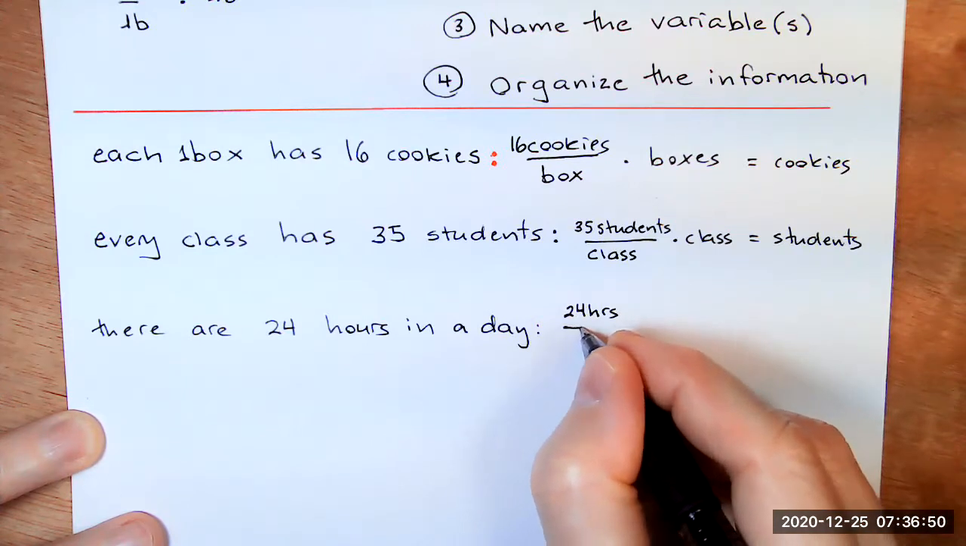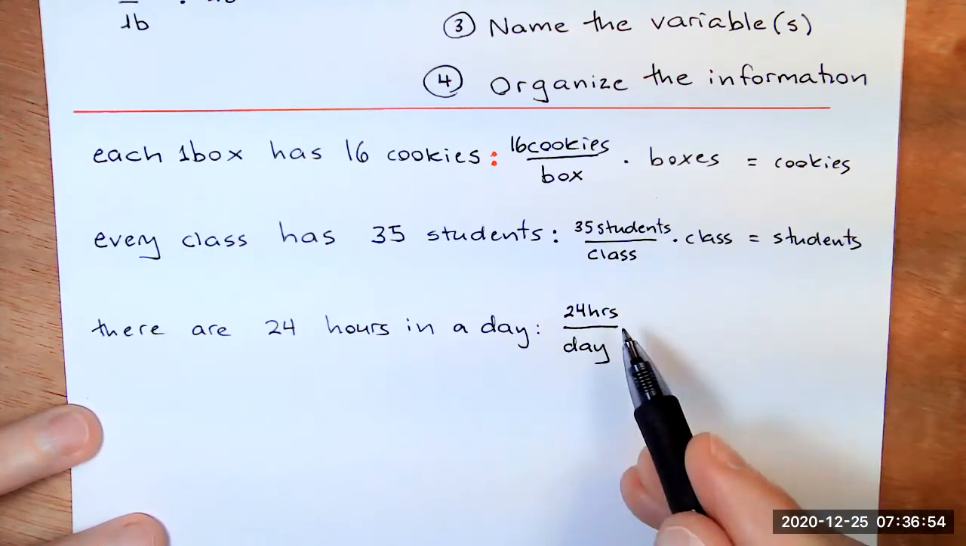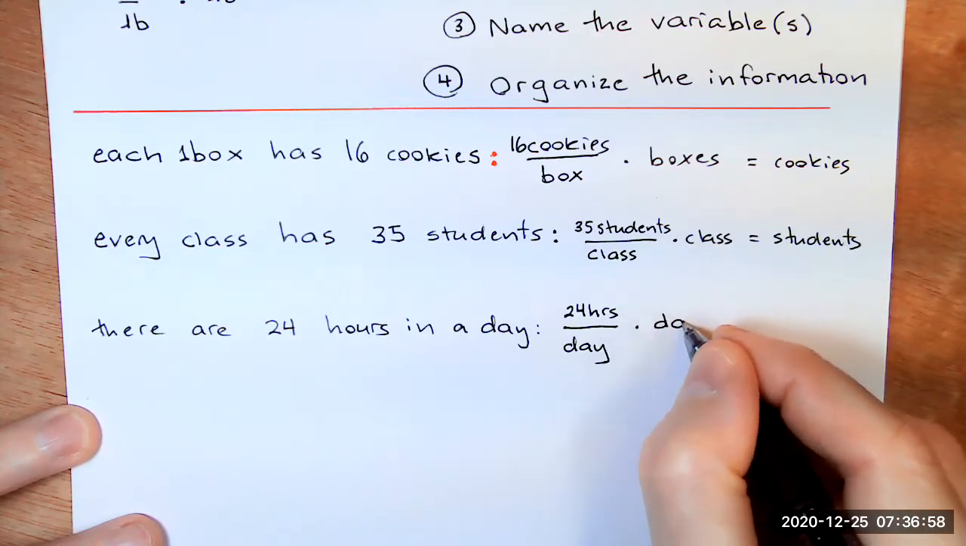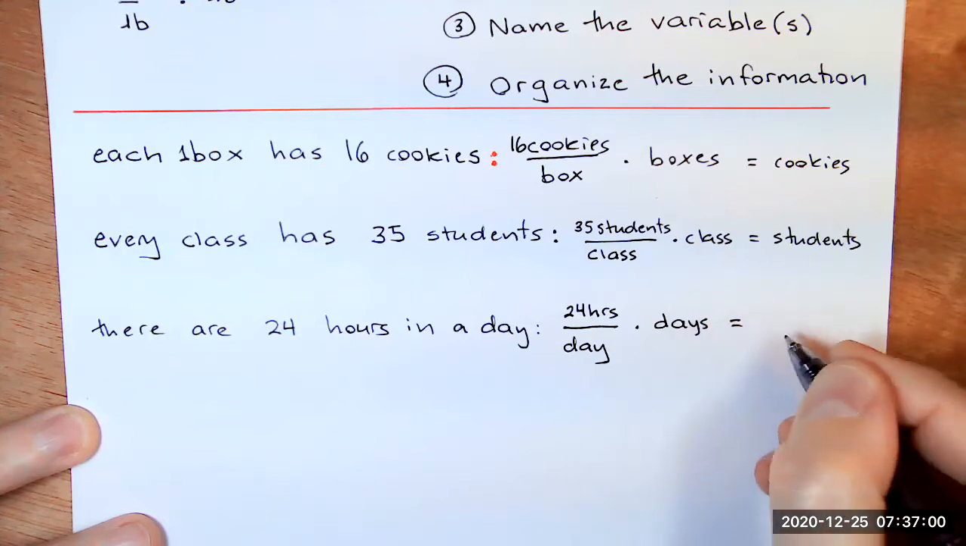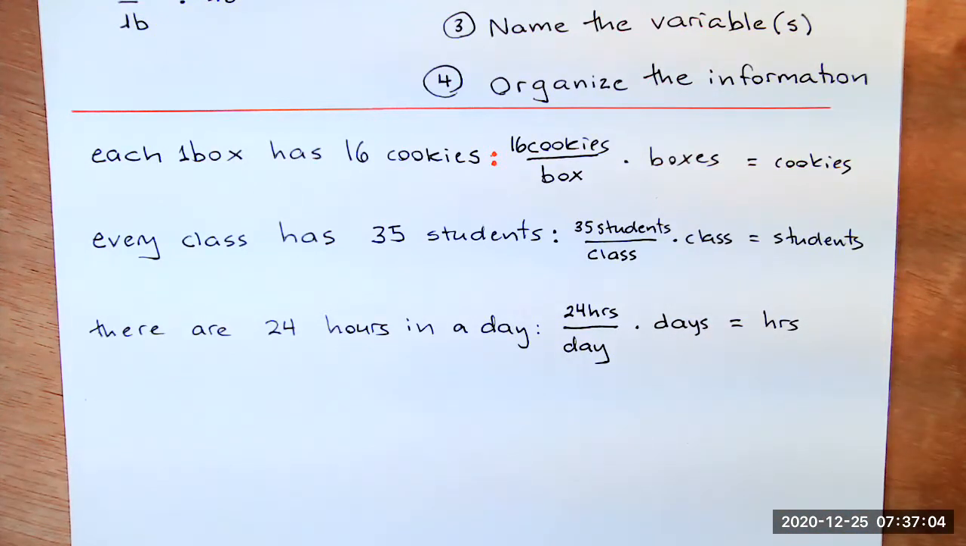That's hours per day. And then the rate equation would be hours per day times the number of days is equal to the total number of hours. Let's solve a rate problem.